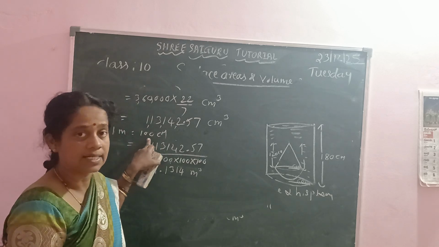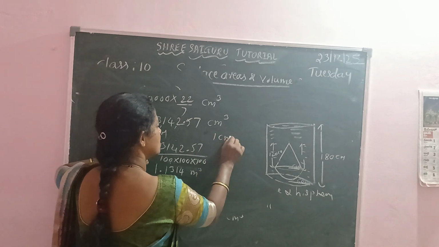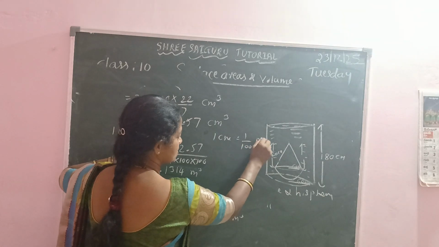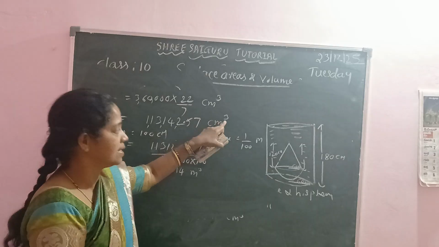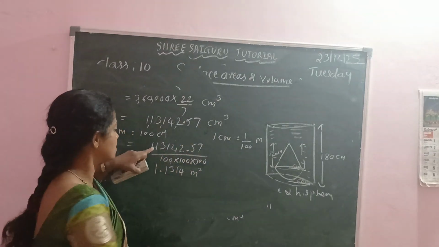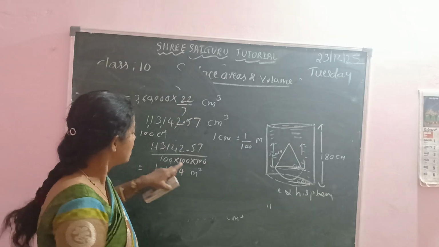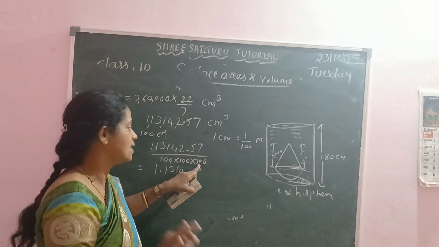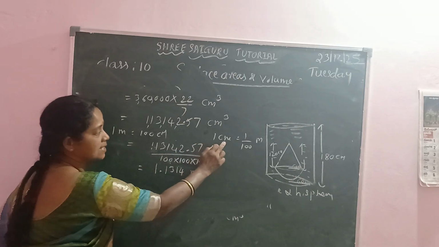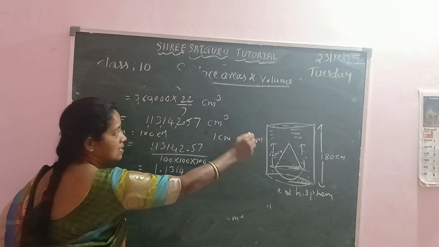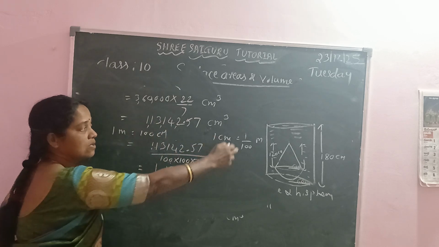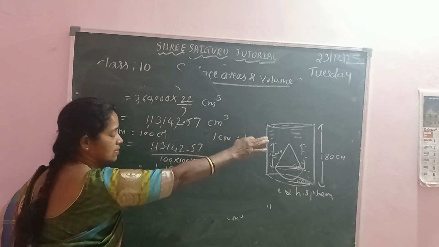So 1 centimeter is equal to 1/100 meter. But we have here centimeter cube. So we have to divide this number by 100 and 100 and 100. 3 times we have to divide by 100 here. Notice 1 centimeter is 1/100 meter. So we have here the volume in terms of centimeter cube, that is 1/100 into 1/100 into 1/100.